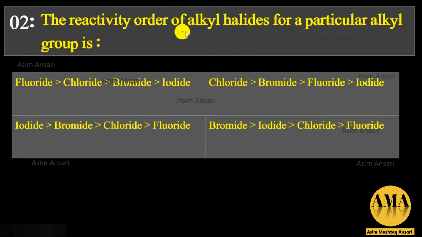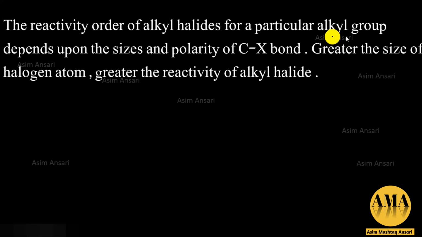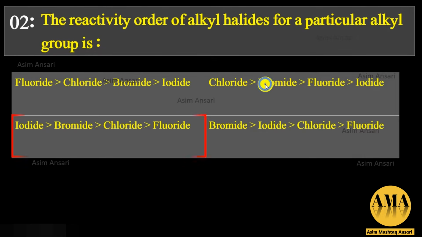Next, the reactivity order of alkyl halides for a particular alkyl group. The reactivity order depends upon the size and polarity of the C-X bond. Greater the size of the halogen atom, greater the reactivity of the alkyl halide. So the exact answer is: the reactivity of iodide is greater than bromide, bromide is greater than chloride, and chloride is greater than fluoride.